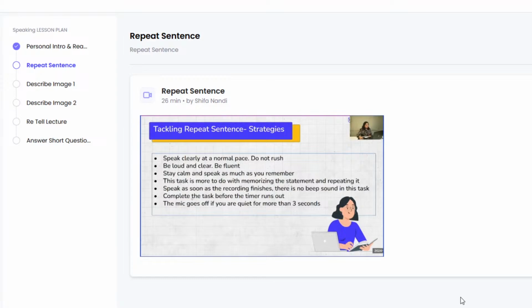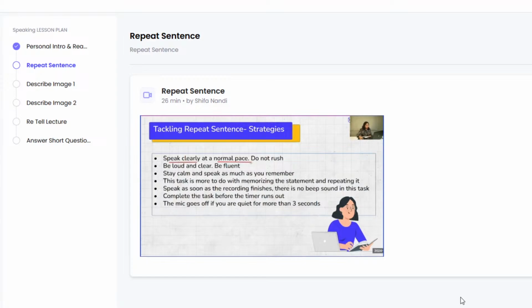Okay, students, now that you know how the scoring is done for this question type, let's look at a few strategies that can help you to score the maximum marks on this one. So first and foremost, you need to speak clearly and at a normal pace. Now, what exactly does that mean? It means that you should not rush through. You should speak at a normal rate, neither too fast nor too slow.